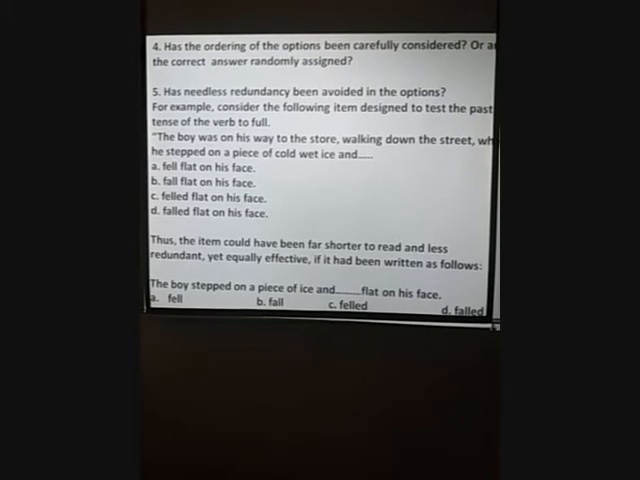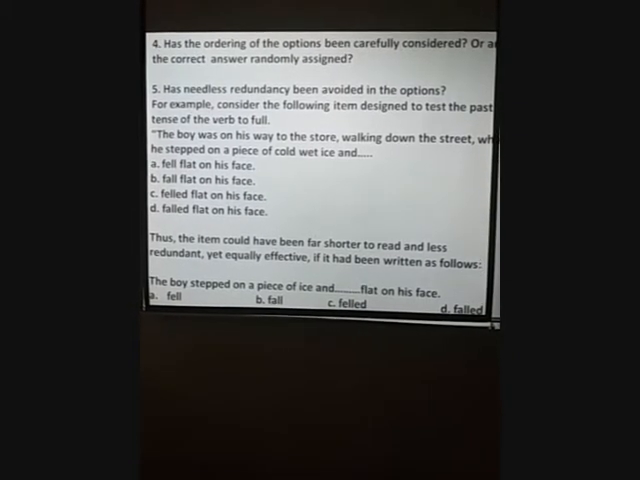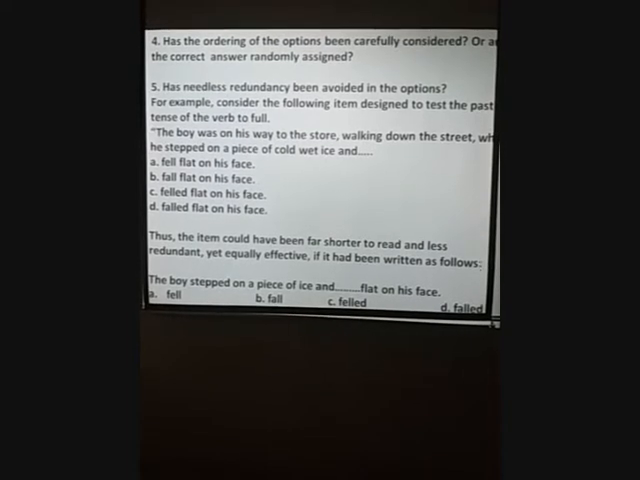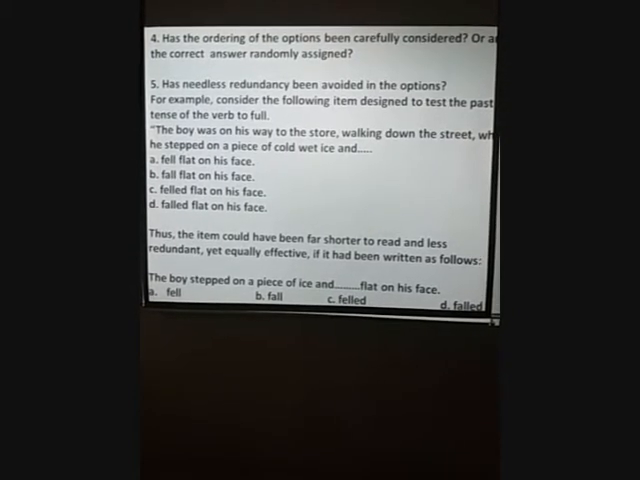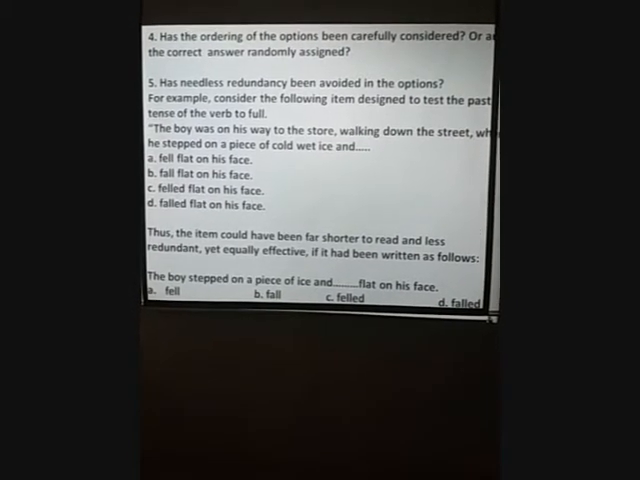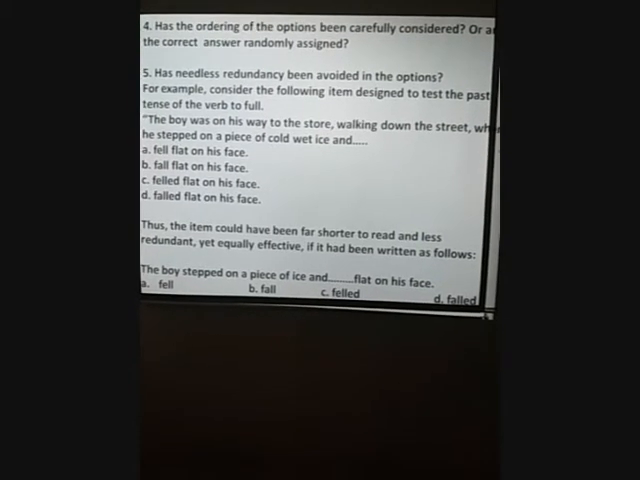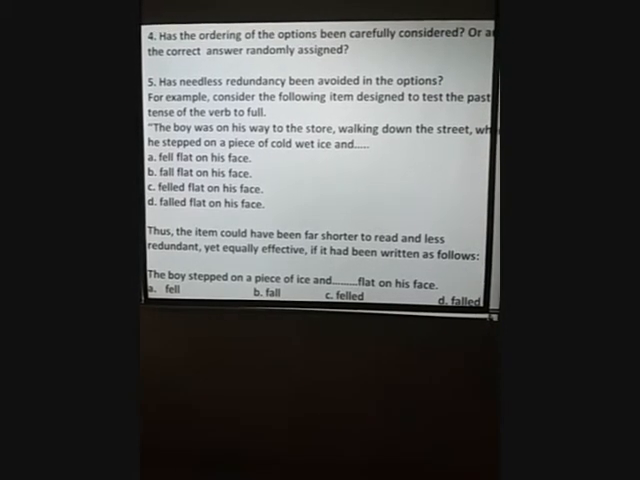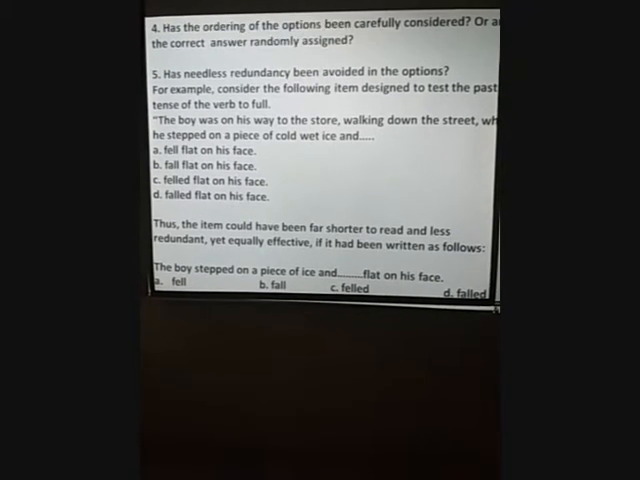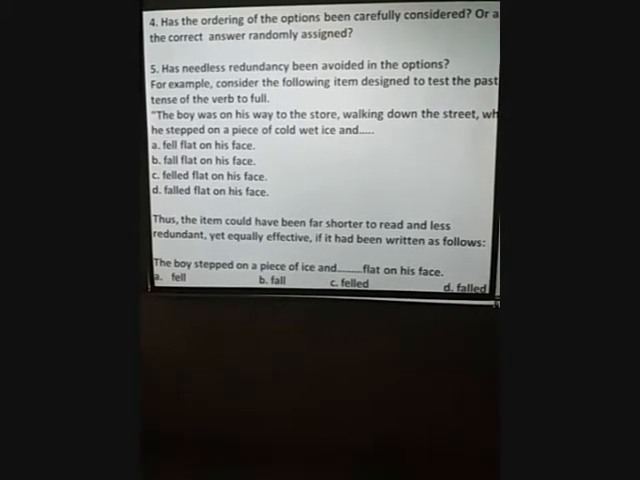For instance, consider the following item designed to test the past tense of the verb to fall. The boy was on his way to the store, walking down the street, when he stepped on a piece of cold wet ice and blank blank blank blank blank. If we look at the options, it's redundant. Thus, the item could have been far shorter and less redundant, yet equally effective, if it had been written as follows. Look at the revised one. The boy stepped on a piece of ice and blank blank blank blank flat on his face. So it is less redundant.